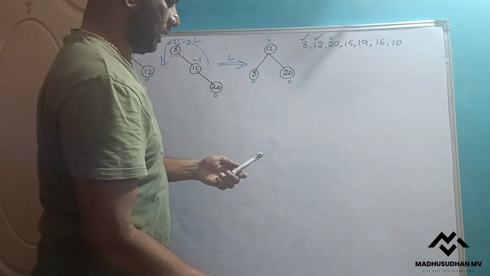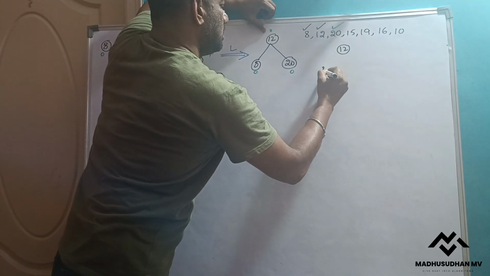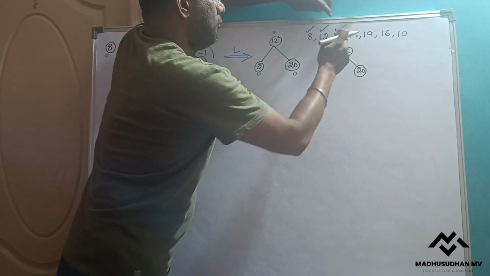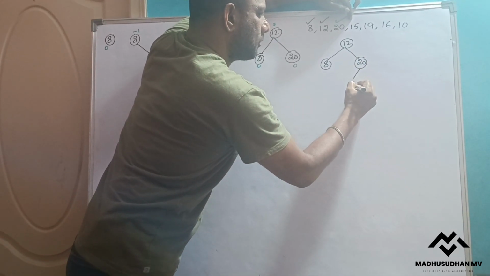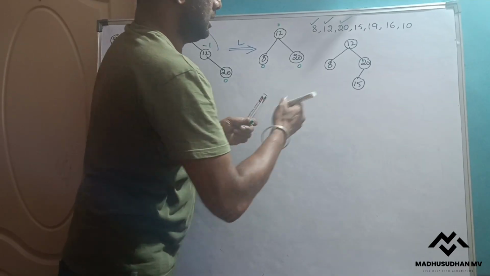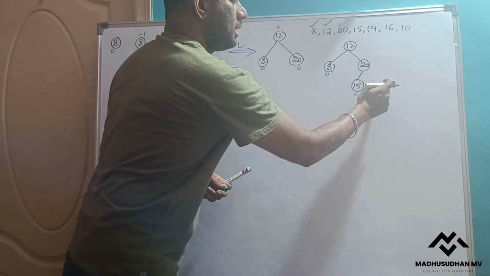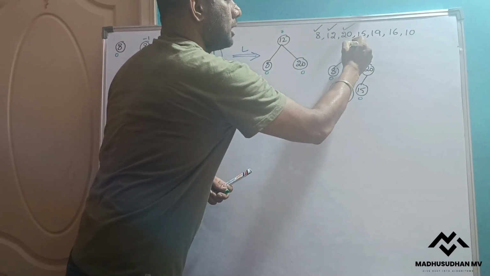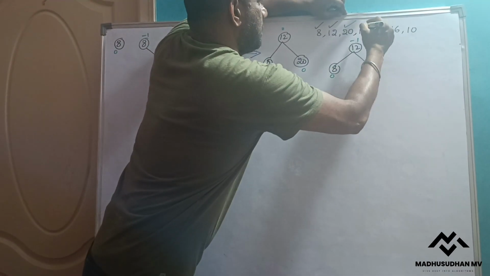Next, I have to insert 15. So I'll rewrite again: 12, 8, 20, 15. Greater than 12, come here; lesser than 20, so I'm attaching 15 here. Now check the balance factor. Leaf node balance factor is always 0. This is 1 minus 0, 1, and 2 minus 1, 2. So 1 minus 2, minus 1, perfectly balanced. Now that means 15 is also done.